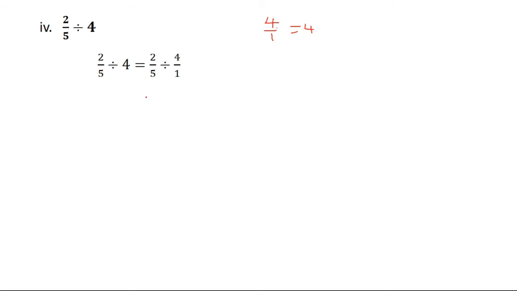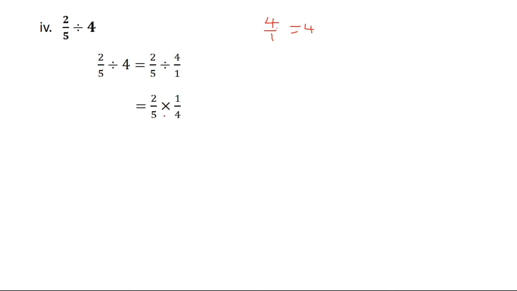Now you follow the same principles for division. Keep what is on the left hand side, which is 2 over 5. Change the division sign to multiplication. Then turn this upside down. So if you turn this upside down, 1 becomes the numerator, 4 becomes the denominator.